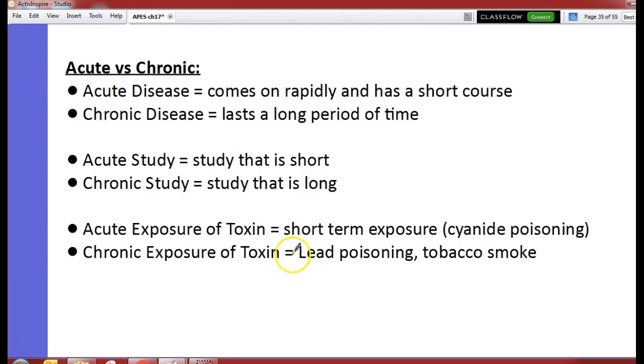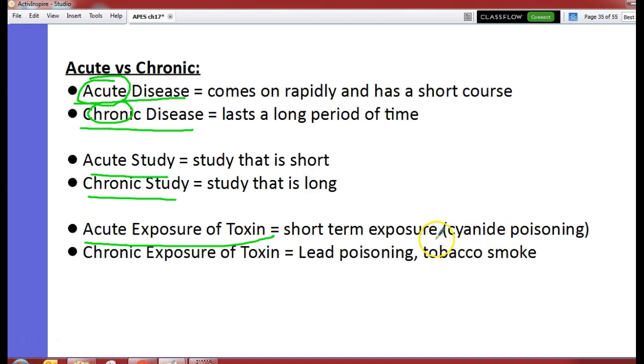So just in terms of acute versus chronic, we have what's called acute diseases. These come on rapidly and have a short course of time. Now, you don't have this in your packet, so don't worry too much about this. I just need you to know the difference between acute and chronic. Acute means short-term, chronic means long-term. So if we have acute disease, that means it's coming on rapidly, has a short course. It's going to be over with, right? So like a cold. A chronic disease, like type 1 diabetes, you're going to have your whole life. An acute study we just talked about, and a chronic study, an acute exposure of toxin, short-term exposure. Somebody poisons your drink, okay?